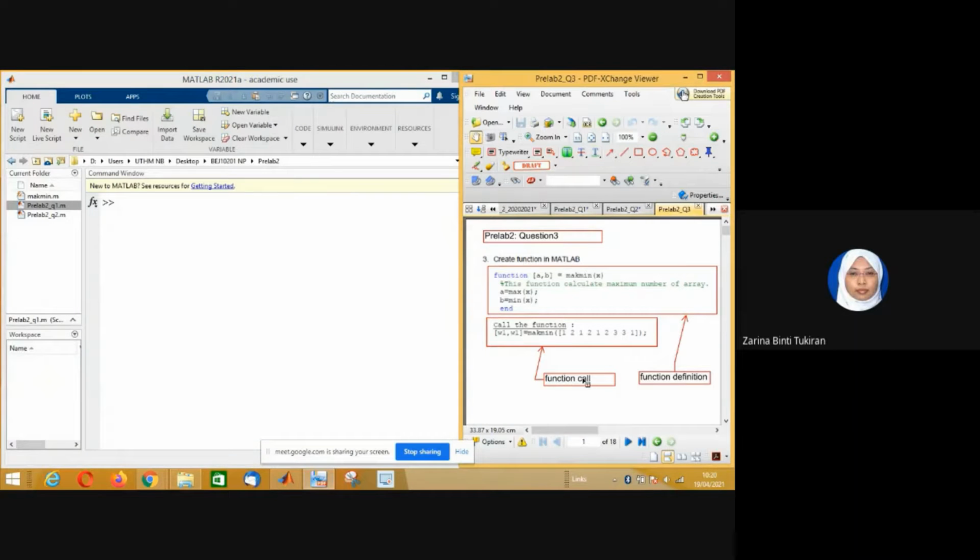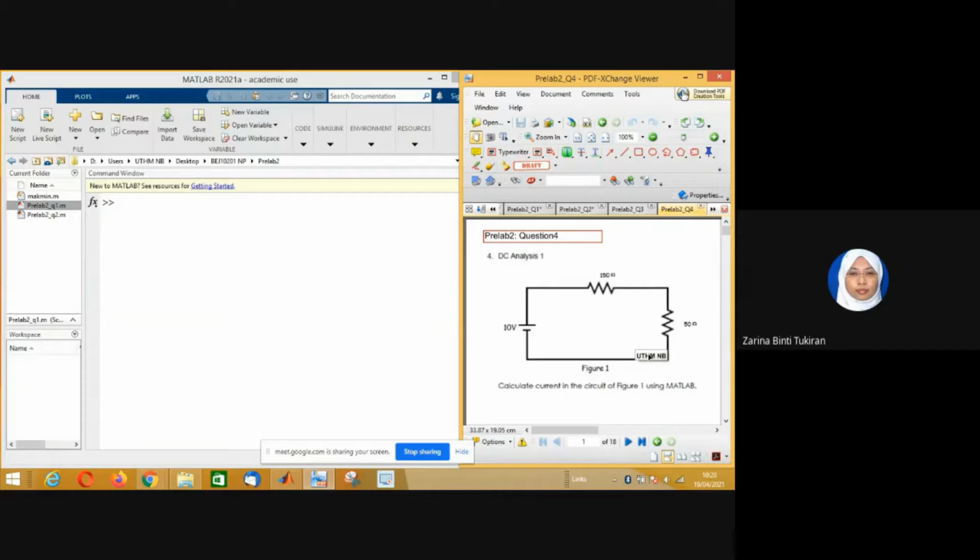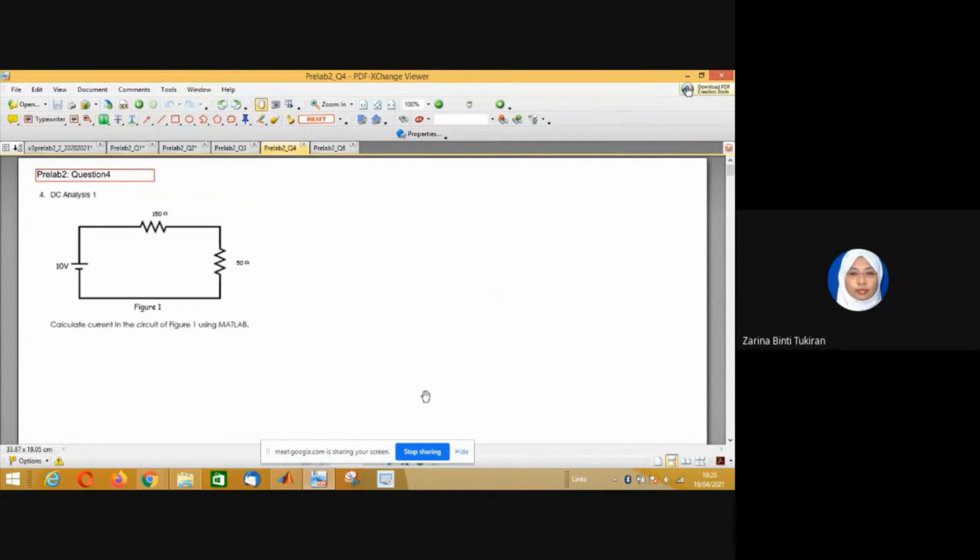Now we go to question number 4. In this question number 4, you need to calculate the current in the given circuit by using MATLAB programming. Before we go straight to the calculation and do the programming, we need to analyze the given problem first. This is what you need to do.